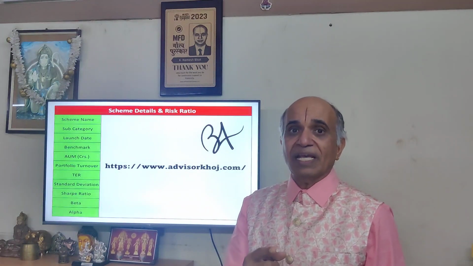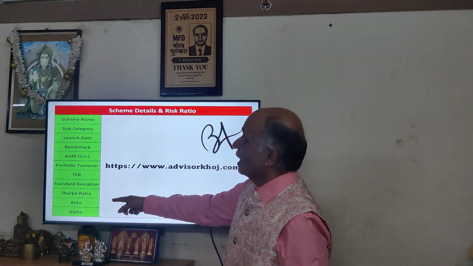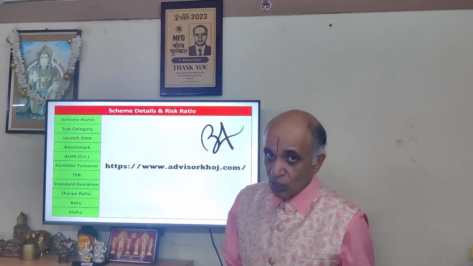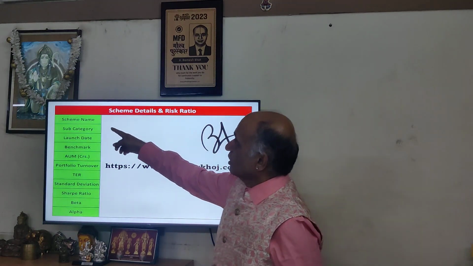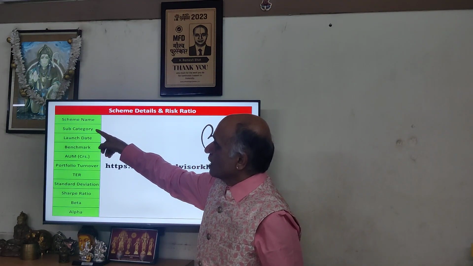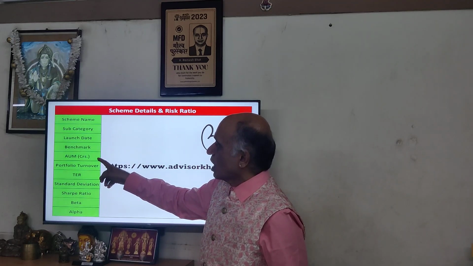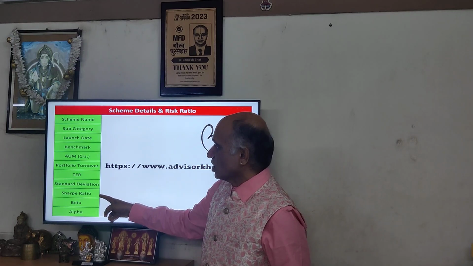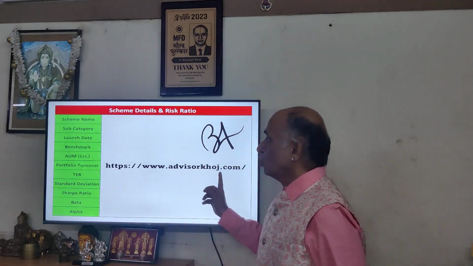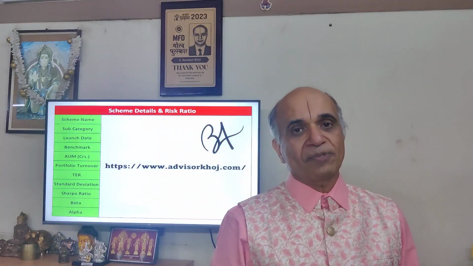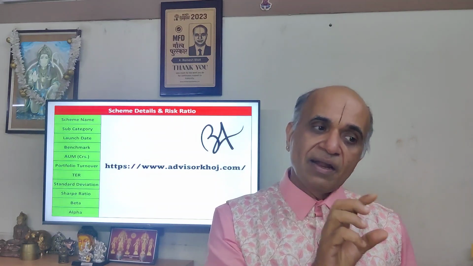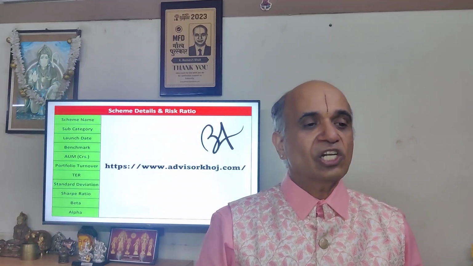As I told you, in my Excel sheet these are all the things required. From where will I take the data, sir? Where do I get the data, sir? If you ask me, here it is. For data like scheme name, subcategory, launch date, benchmark, AUM, portfolio turnover, TER, standard deviation, Sharpe ratio, beta and alpha, you go to the advisorcoach.com website, you will get it free. You can take the data and fill it in your Excel sheet.